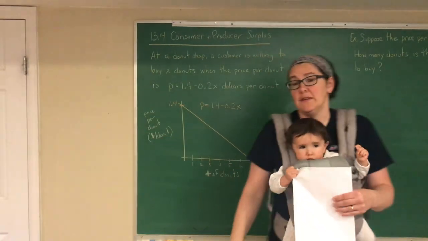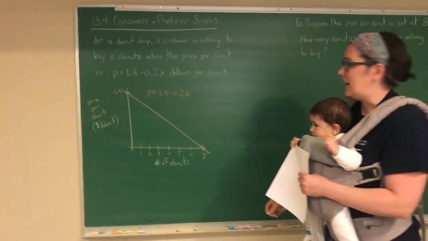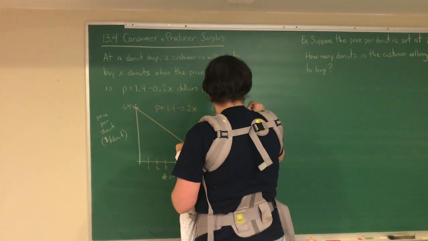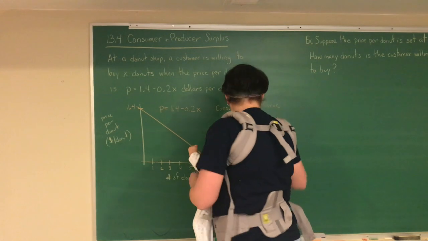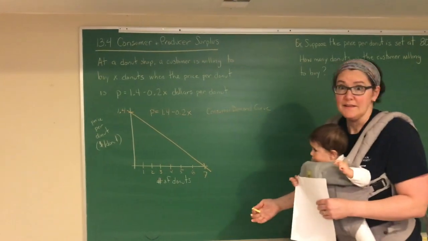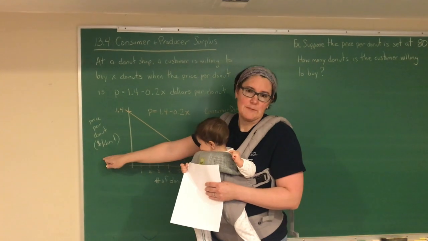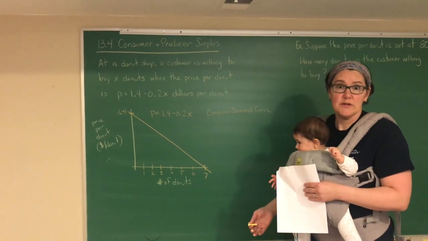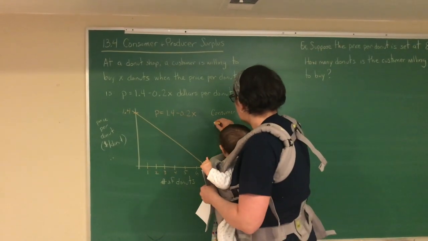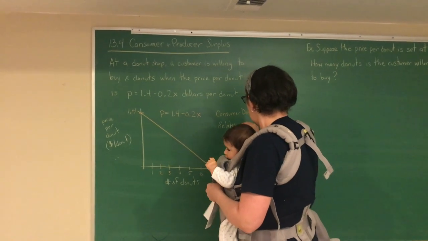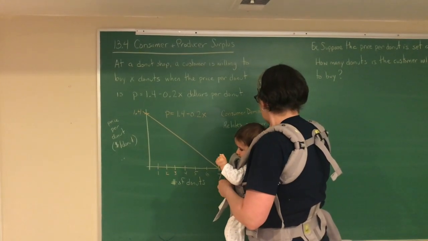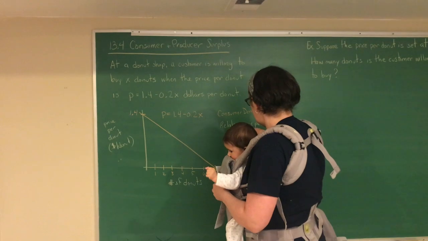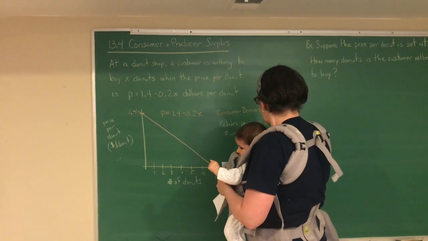Now, this graph is what we might call the consumer demand curve. The consumer demand curve relates the price per unit, or the price per donut in this case, to the number of units, or in this case the number of donuts, that the consumer is willing to purchase.